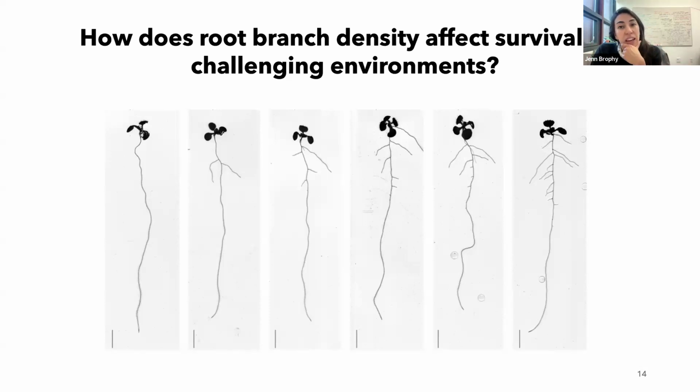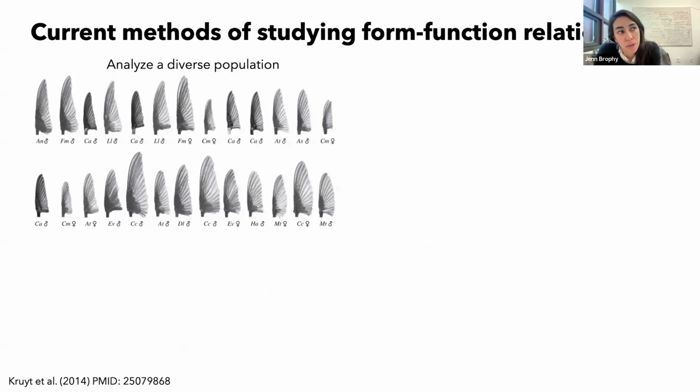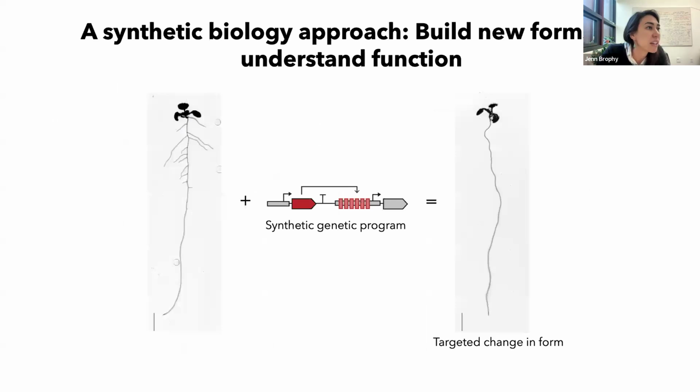I think that this type of analysis, let me skip ahead one slide, is how we think about this problem. We're trying to use synthetic biology to build plants with new structures that we can then study in order to understand the contribution of that structure towards plant survival in a challenging environment. And that's not easy to do.